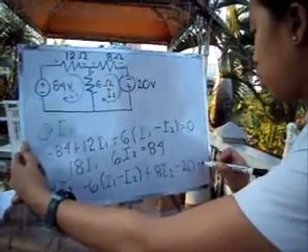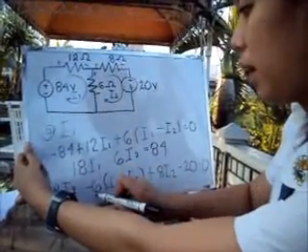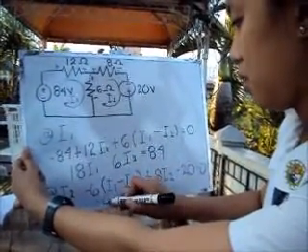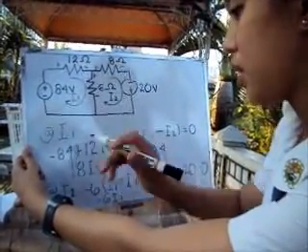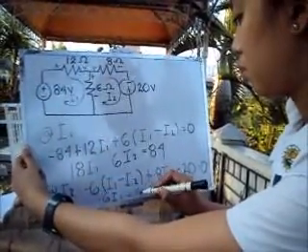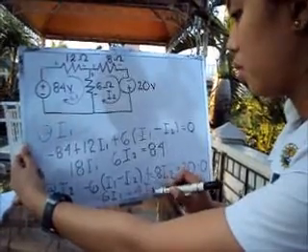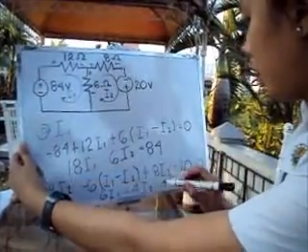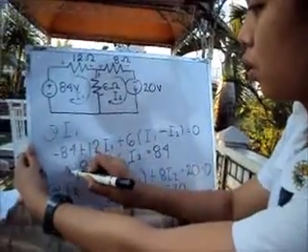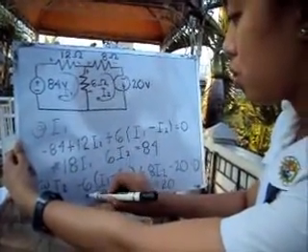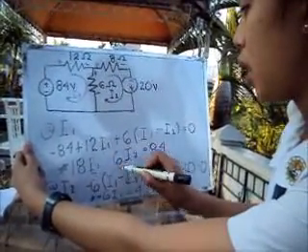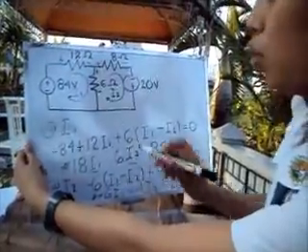Equate it to 0, then we will have another equation which is negative 6I1 plus 14I2 is equal to 20. Now we have two equations and two unknowns, which are I1 and I2.